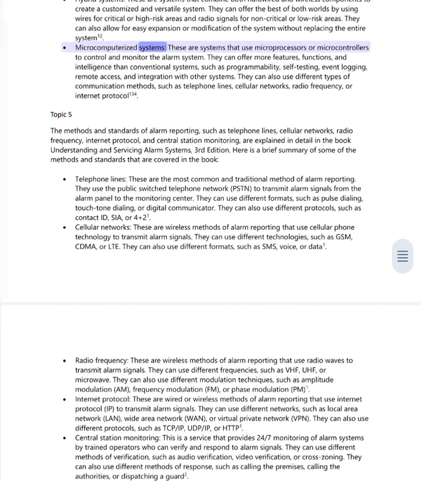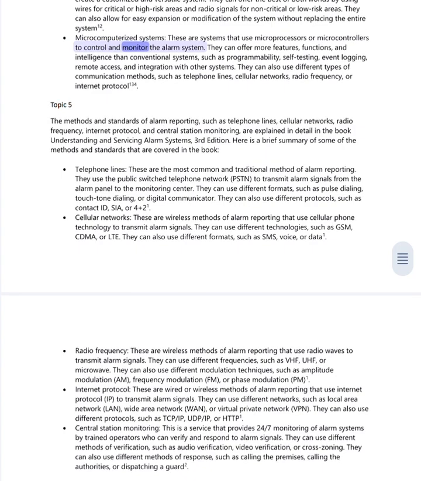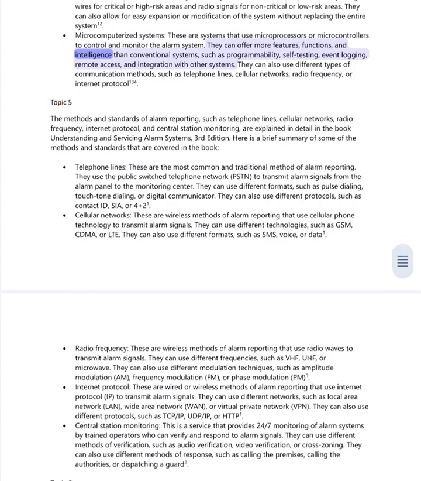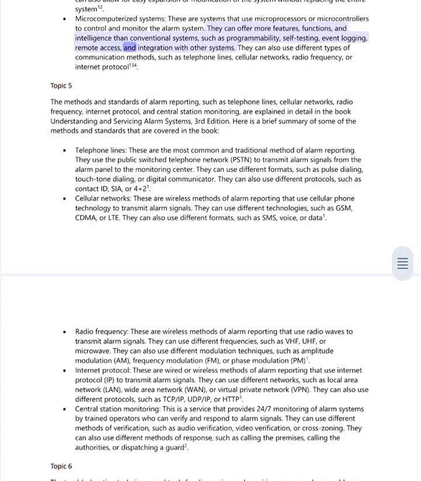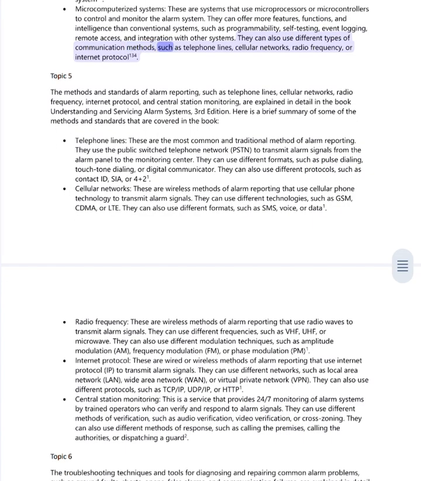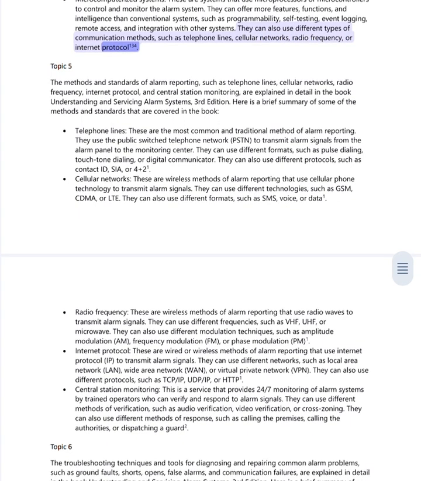Microcomputerized systems. These are systems that use microprocessors or microcontrollers to control and monitor the alarm system. They can offer more features, functions, and intelligence than conventional systems, such as programmability, self-testing, event logging, remote access, and integration with other systems. They can also use different types of communication methods, such as telephone lines, cellular networks, radio frequency, or Internet Protocol.